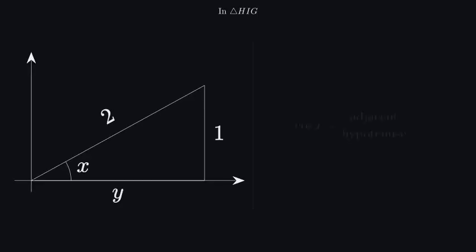Now find cos of x. Cosine is adjacent over hypotenuse. The adjacent side is √3, and the hypotenuse is 2. So cos of x equals √3 over 2.